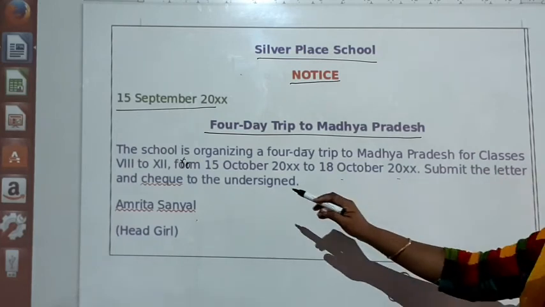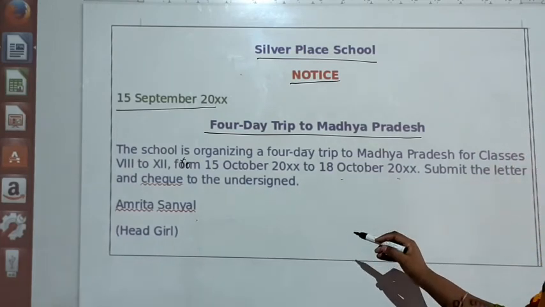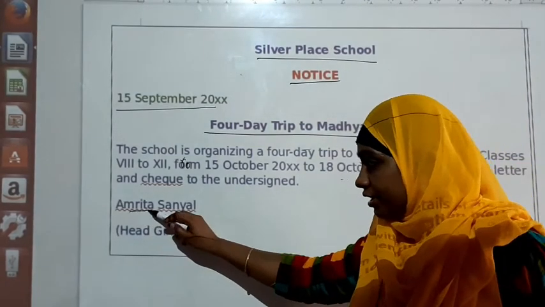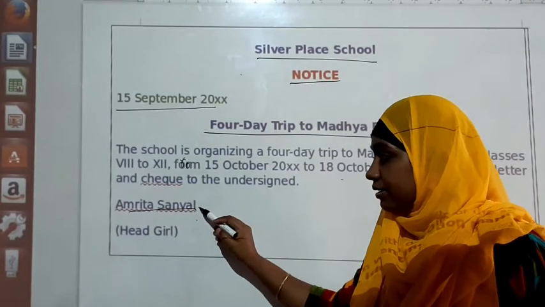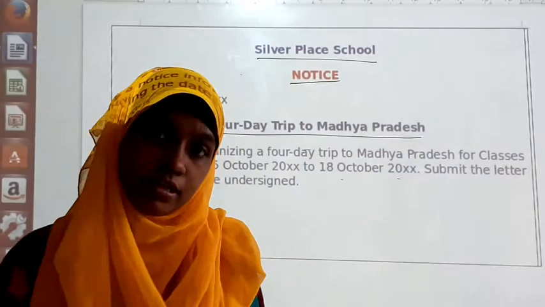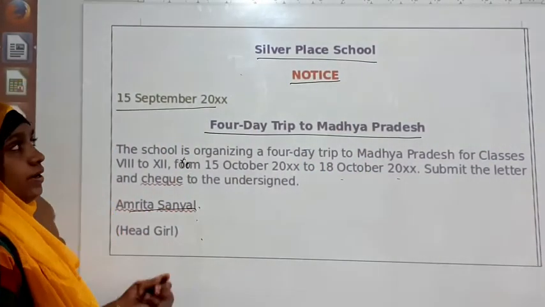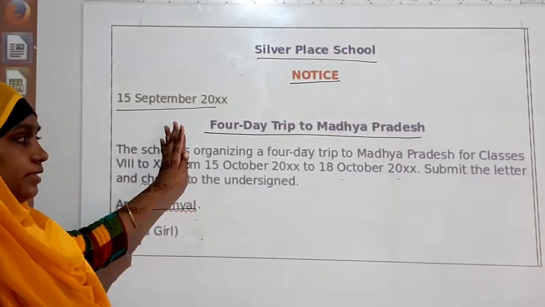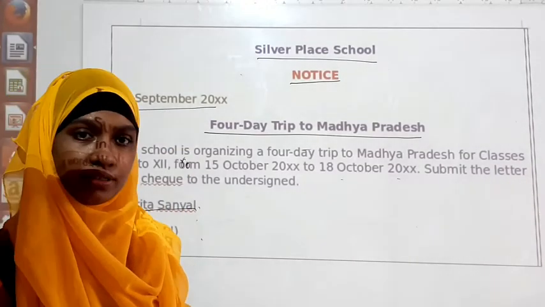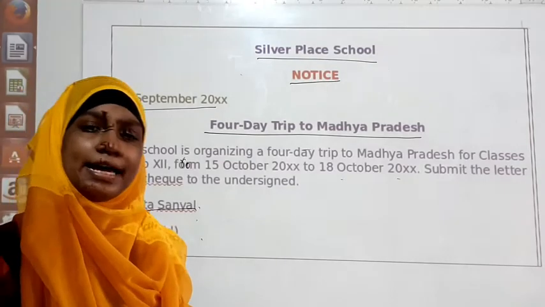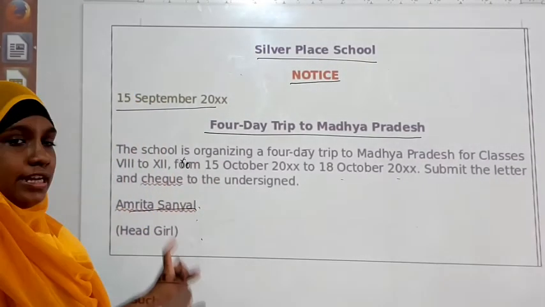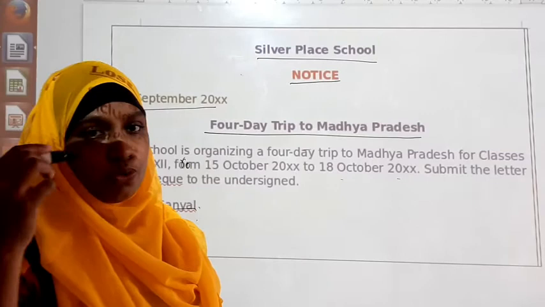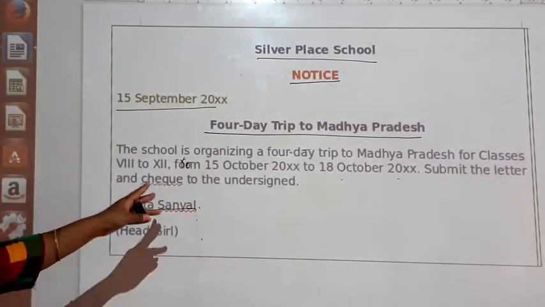Submit the letter and check to the undersigned. Undersigned we can say to this person, that is Amrita Sanyal, who is the head girl of the school. Now I hope the appeal notice you have understood. Not only is this for a trip, you can have an inter-school competition or annual day competition, where the date and everything you have to provide in the notice.